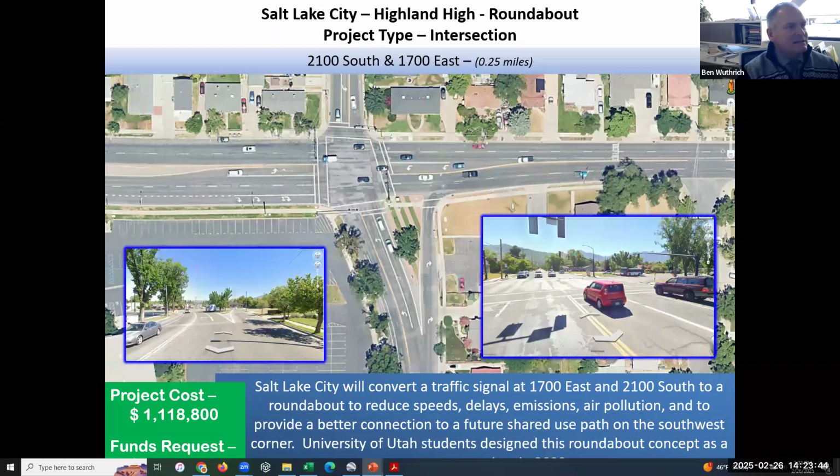The next project is a request from Salt Lake City. This is an intersection improvement here at Highland High. There's currently a signalized intersection there with a separated right turn lane on the northbound. This is to construct a roundabout in this facility. Estimated cost is 1.1+ million. Funds being requested is a little more than $1 million.